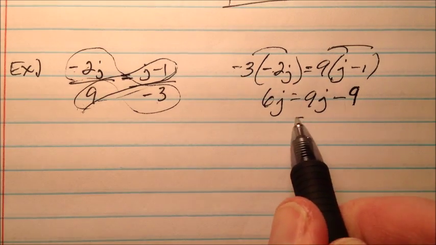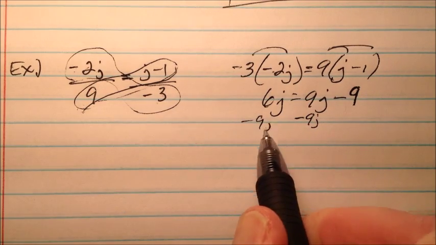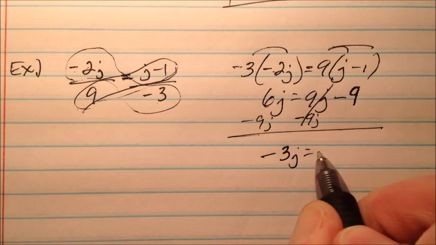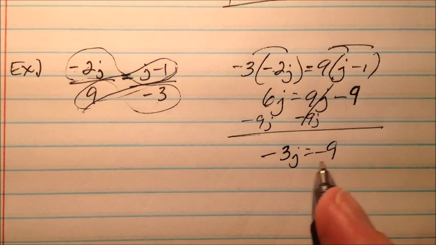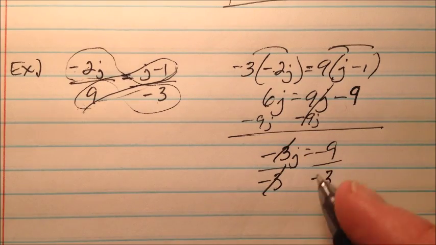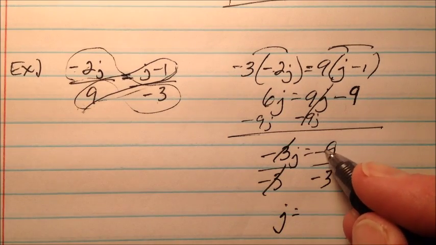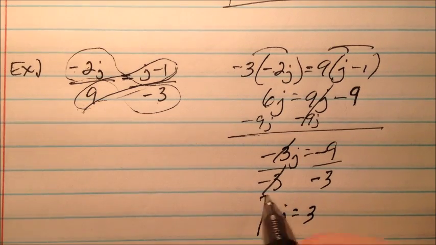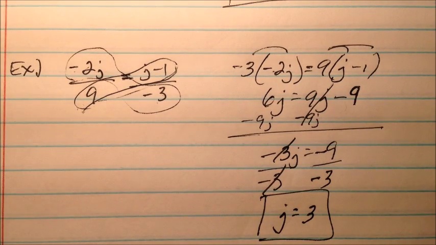And then I put my j's together by subtracting 9j from both sides. So negative 3j equals negative 9. So I could easily divide both sides by negative 3. So this negative 9 divided by the negative 3, j is going to equal a positive 3.